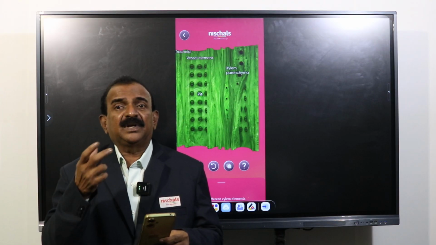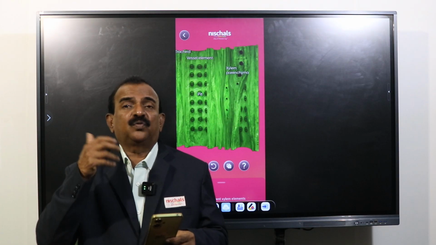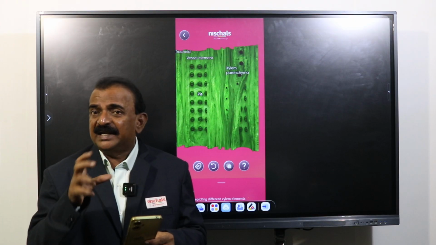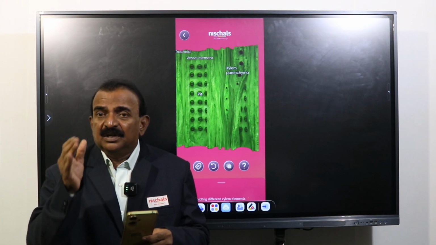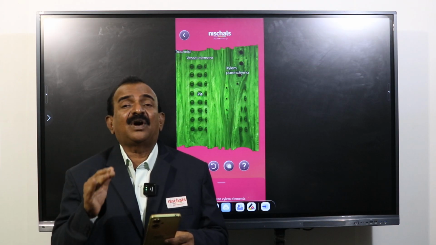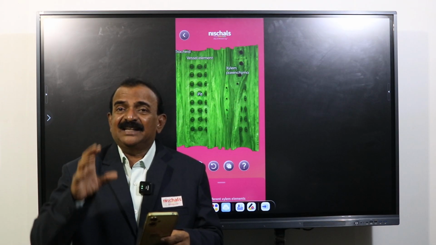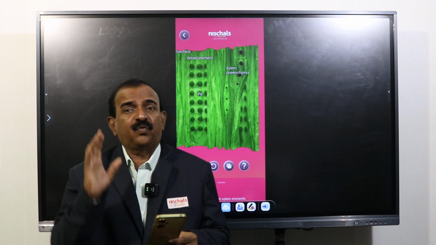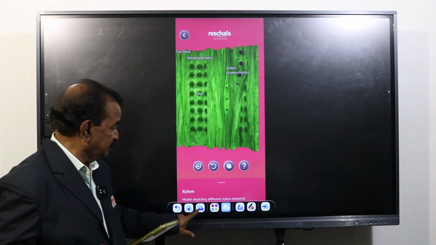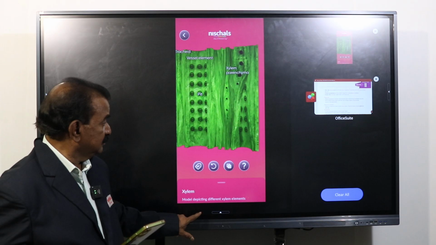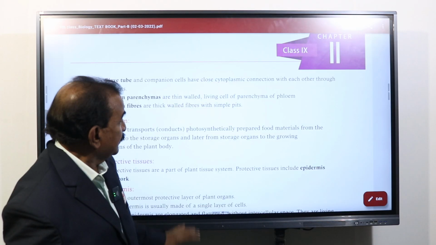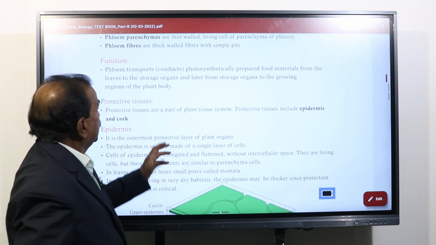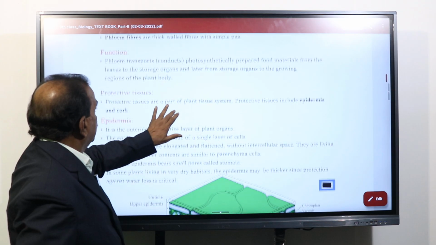So I used Nischals 3D application. Through this application, I focused on both phloem tissue and xylem tissue on the interactive flat panel. You need to learn that these tissues form bundles, and it is a complex permanent tissue. These tissues are meant for conduction of food and water. Here you are observing the functions of the phloem and also the xylem.